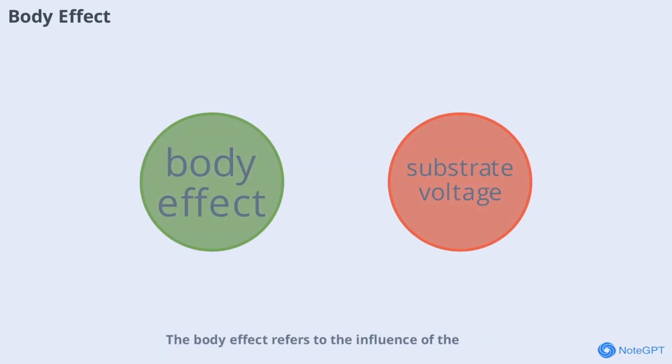Body effect refers to the influence of the substrate voltage on the threshold voltage of the MOSFET. When the source and substrate are not at the same potential, the threshold voltage can change, affecting the MOSFET's operation. This effect is important in integrated circuits where multiple MOSFETs share a common substrate. Designers must account for the body effect to ensure consistent performance across all devices.